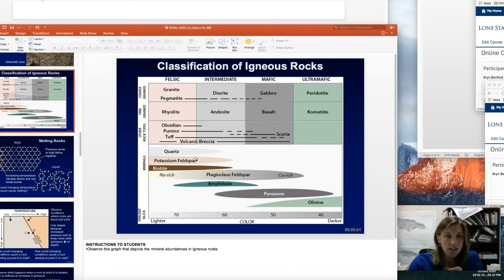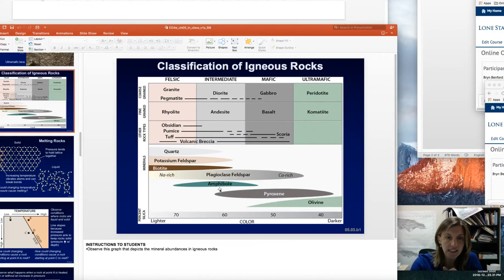And so here is showing you, if you decide to call something a granite or a rhyolite, or any of these terms, this is the general composition. So you've got a fair amount of quartz, you have potassium feldspar, you have biotite, you have plagioclase feldspar, which is the sodium rich, but don't worry too much about that. And you might have some amphibole. Okay? So these felsic rocks do not have any pyroxene or olivine.